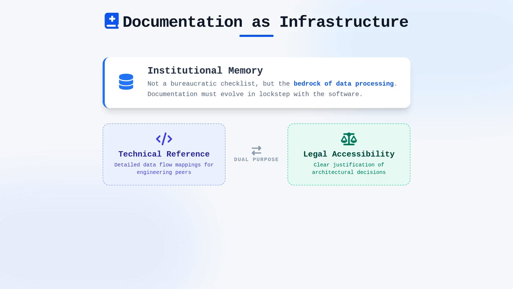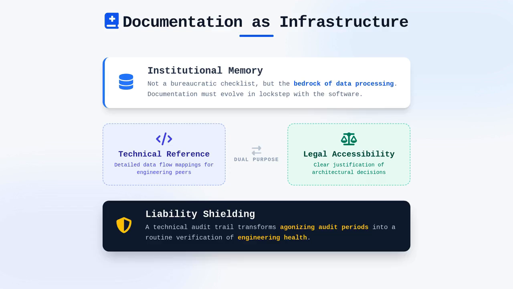This involves maintaining a clear mapping of data flows and ensuring that your technical documentation evolves in lockstep with the software itself. When regulatory bodies eventually ask for proof of compliance, your capacity to provide a clear, technical audit trail is exactly what shields the organization from liability. By treating documentation as a living part of the system's architecture, you transform what could be an agonizing audit preparation period into a routine verification of your existing engineering health.